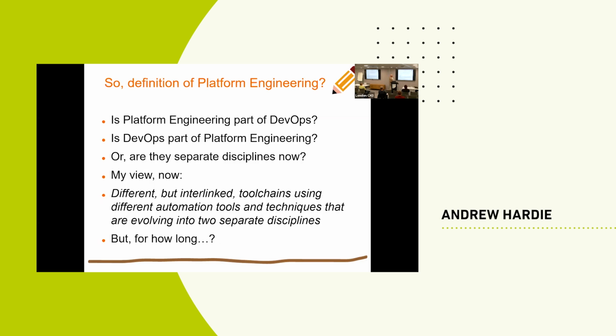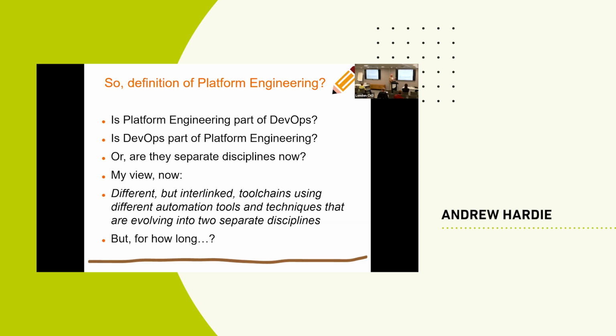So, a definition of platform engineering. Is it part of DevOps, or is DevOps part of platform engineering? As we put on the intro slide. Or are they separate disciplines? Well, they're certainly separate disciplines from the point of view of the way you do them and the code you write them in, and the way you structure that code are significantly, and in some cases dramatically, different. But they're linked because you're going to have your DevOps toolchain, call it platform engineering toolchain, and then go back to a DevOps toolchain. So they have to be linked and interoperable.